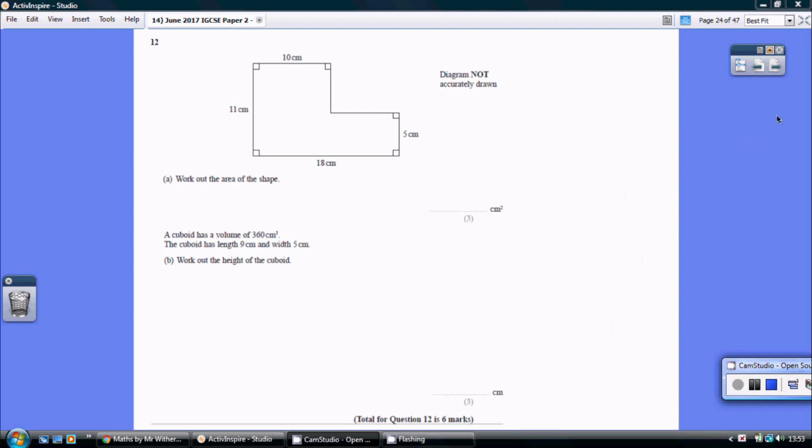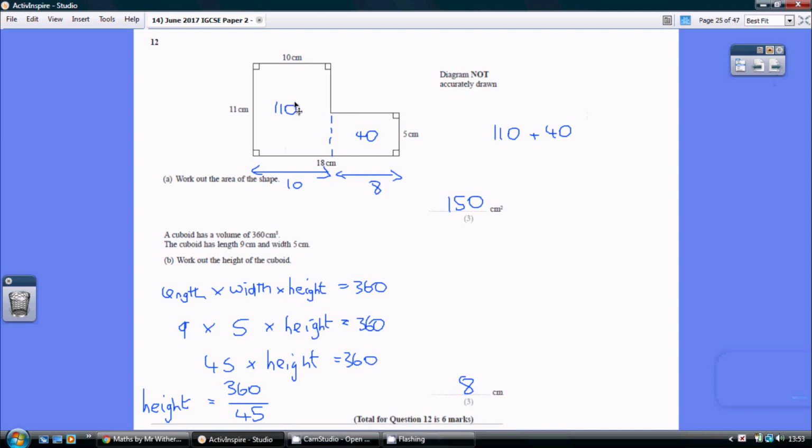Question 12. Now we're being asked to work out the area of this compound shape. So the best thing to do here is just to choose to break it down into two easier simple shapes. So I'm just choosing to do a dotted line down here. So what's the area of this rectangle here? Well, its base is the same as this, which is 10. Its height is 11. 10 times 11 is 110. So the area of this bit is 110.